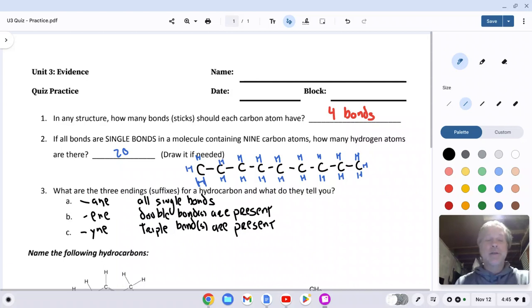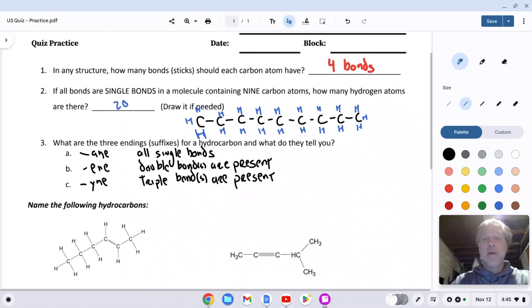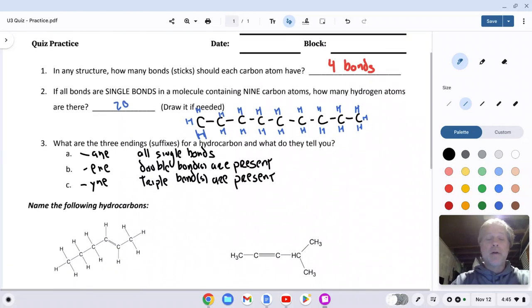And just like I said with double bonds, it doesn't have to be all triple bonds. It could be one triple bond, or 2 triple bonds, but it doesn't have to be all.